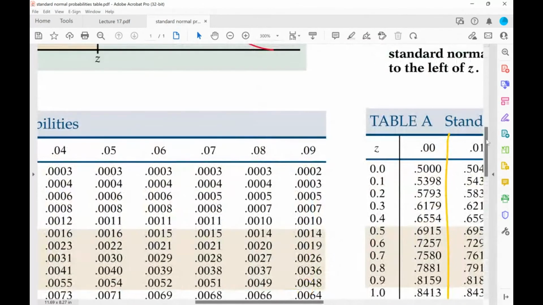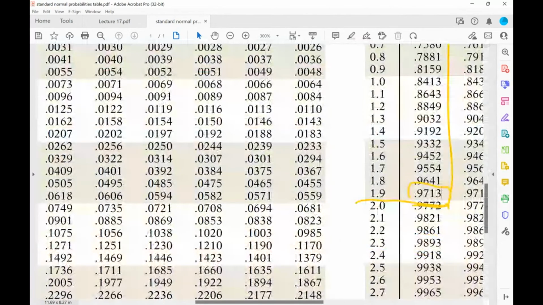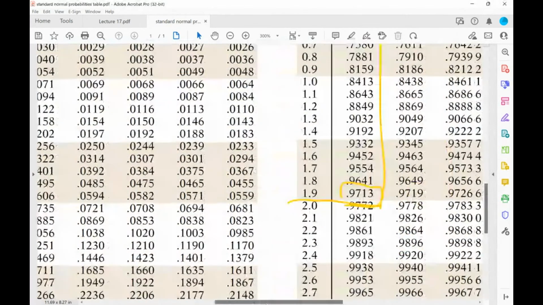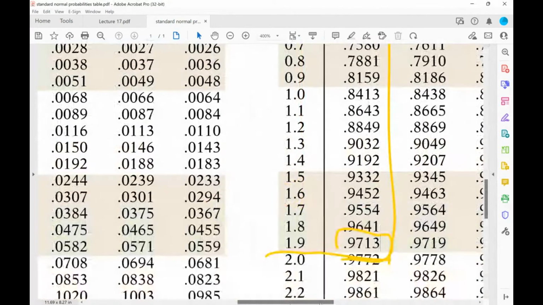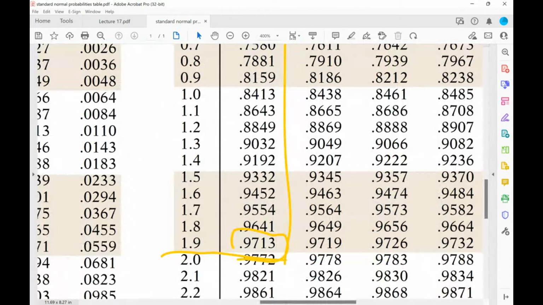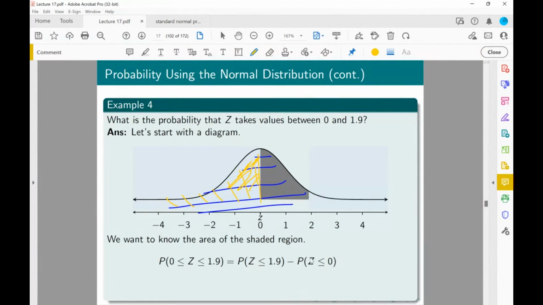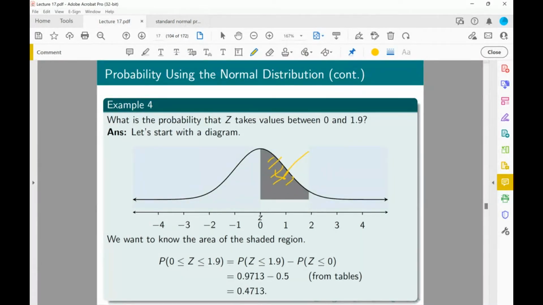So let me zoom in a bit further. It's going to be this entry here. Okay, which sort of seems reasonable, so about 0.9713. So putting that information together, it should be that value minus the 0.5, so we end up with a probability of 0.4713 inside this region here. So that accounts for the area under the curve here, the probability that our z-score is between 0 and 1.9. Okay, happy with this one?